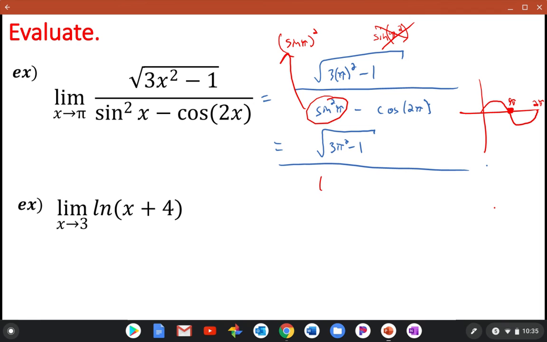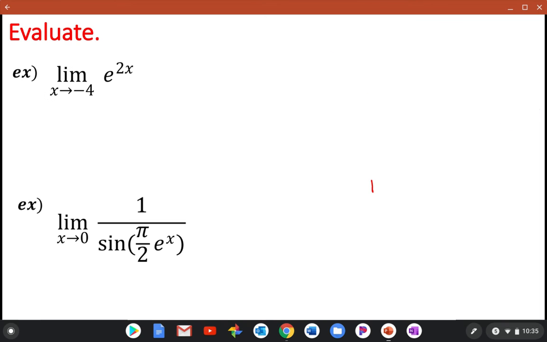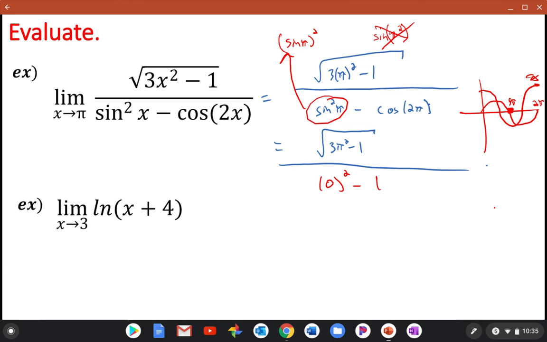So this actually is 0 squared minus the cosine now of 2 pi. Remember, the cosine function looks like this. So at 2 pi, cosine is up there at 1 again. So minus 1, sorry. So we end up with the square root of 3 pi squared minus 1 over 1. Or we can just write it as the square root of 3 pi squared minus 1. Oh, sorry, it should be negative 1. So negative out there.